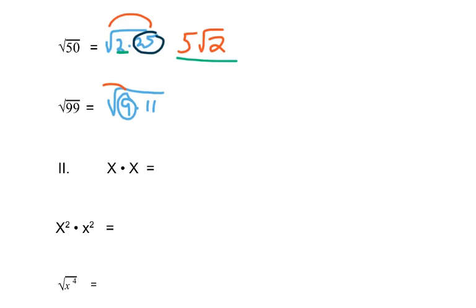So let's get 9 out of there. And when you take the square root of 9, you get 3. And like we said, that escapes the radical symbol. But 11 does not. It stays inside. So again, your final answer here would be 3 times the square root of 11.